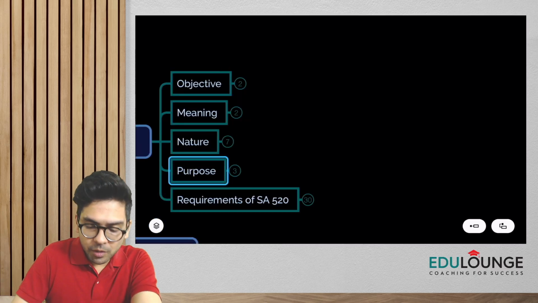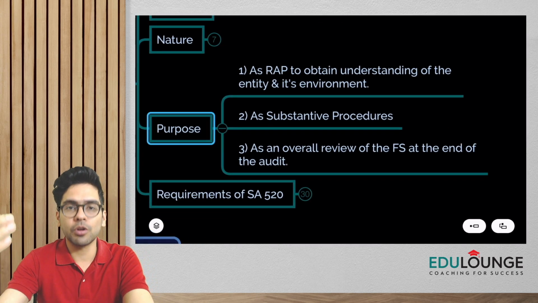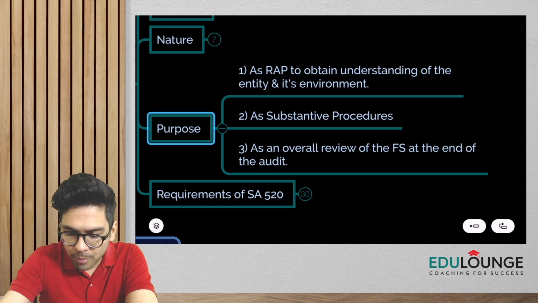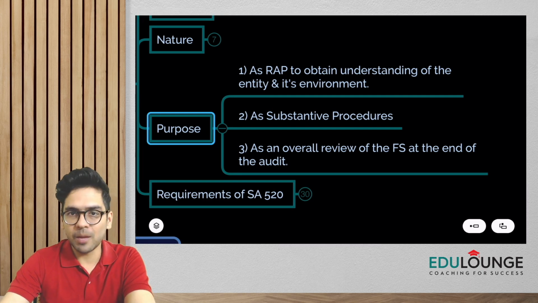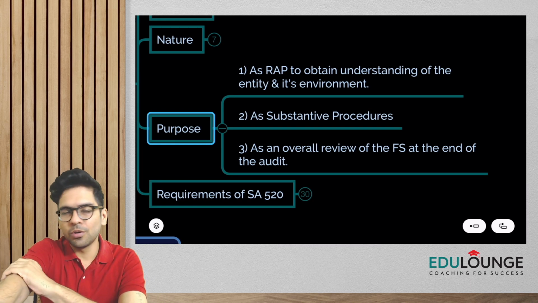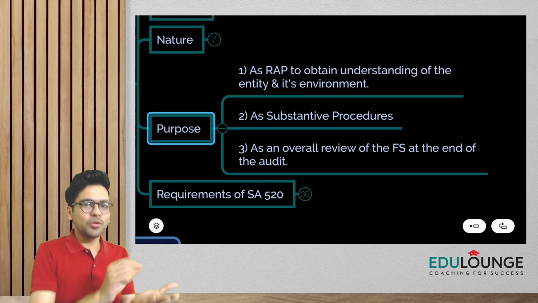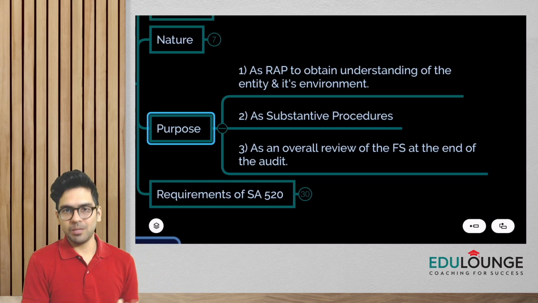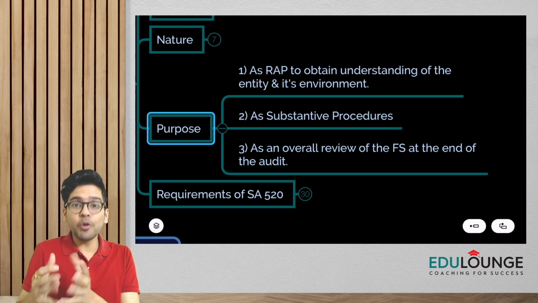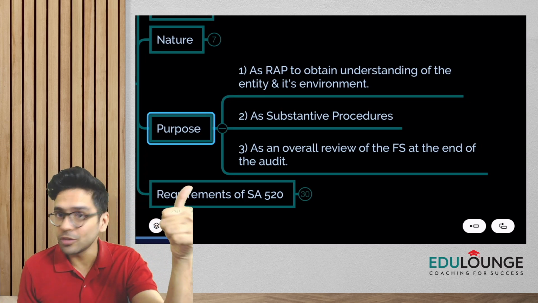So when I say purpose, guys, please remember analytical procedures can be performed as a part of, it's about the timing. So you do it at the initial stage as a RAP to obtain understanding of the entity and its environment. So the example I told you, that once you go on your first audits, let's say as an article, your principal might ask you to calculate important ratios. Why? It's a part of RAP, because I know that if there is huge fluctuation, there might be misstatements, and accordingly I'm going to focus more on those areas during the actual audit. So as a part of RAP also you can use analytical procedures.